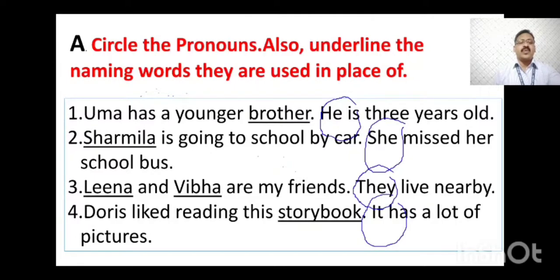If more than one, they. If it would have been storybooks, they would have been the pronoun. But here we are talking about only one storybook, so we have to write it. As I told you, it is used for animals or birds or non-living things. Here storybook is a non-living thing, so it is the pronoun, circled, and storybook is a noun, underlined.